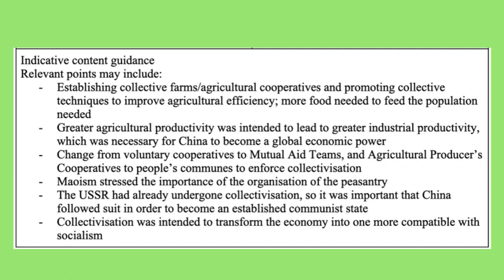You might argue that in establishing collective farms or agricultural cooperatives and promoting collective techniques to improve agricultural efficiency, and that was because more food was needed to feed the population, because that itself was growing too. So you can see there we've taken a bit of what the stimulus points are getting at, but we've brought in our own knowledge in order to link that evidence back to the question. And that is the really, really important bit. That is what scores you in the top bands, showing that you can take ideas and bits of evidence and explain why they're relevant, explain why they're important, and how they link back to the question.